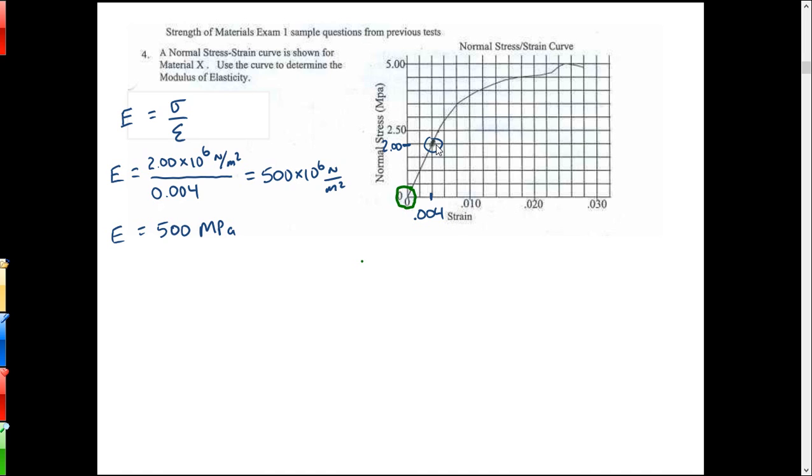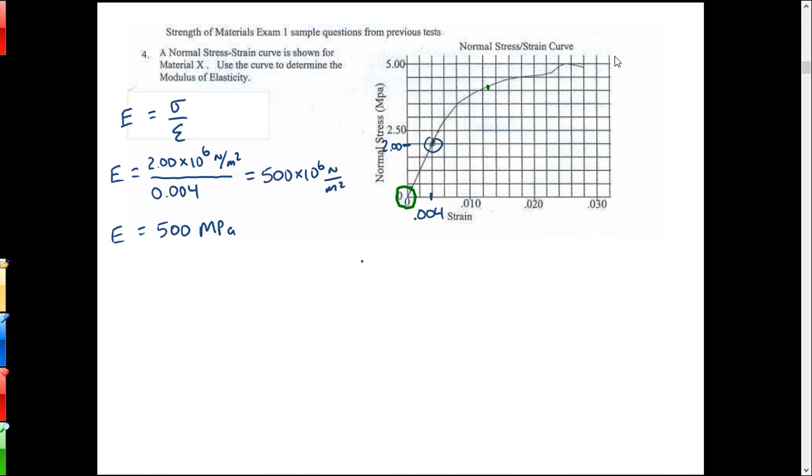And you'll accept either of those, right? 10 to the 6 newtons per meter squared or 10 to the 6 pascals. It's not a big deal. As long as it's clear, I don't have any real strong requirements for how you write out numbers. As long as they're right, it's fine. So you just get the slope of the line, and it has to be in the linear portion of the graph. You can't go up here and find E because you're not on the part of the graph that is a straight line.